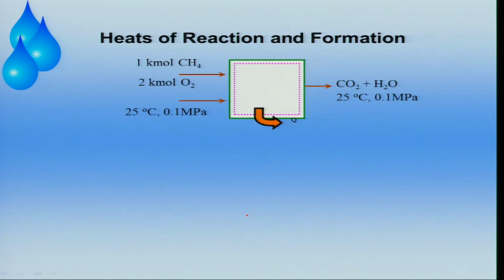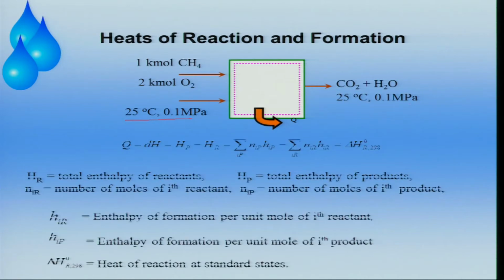But we can look at how to calculate this heat of reaction and formation, right. Let us consider that 1 mole of methane is reacting with 2 moles of oxygen, going to the products CO2 and water at 25 degrees Celsius and 0.1 megapascal. Keep in mind that both the reactant and product are at the same temperature, although some heat will be released in that. Those are the assumptions.